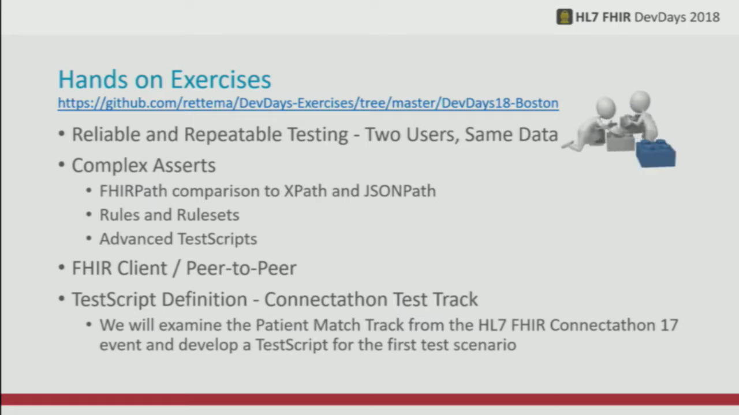Two users, same data: how do we resolve data conflicts between two tests? Complex asserts with FHIRPath, XPath, and JSONPath. Some examples of rules and rule sets. Advanced test scripts, peer-to-peer. And then I didn't know if you'd have time for something like this, but from scratch: if I take a test definition from one of the last Connectathons that didn't have a test script, how do we write a test script based on the use case of that Connectathon track? I've actually gone through that as an exercise as well.